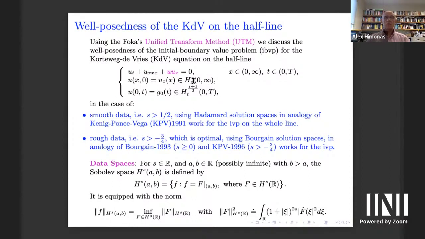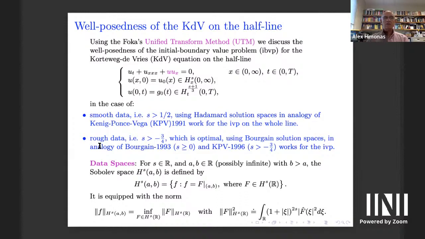The initial data will be in the Sobolev space H^s on the half-line, and the boundary data are in H^(s+1)/3. This is the space suggested by the time regularity. And we shall discuss well-posedness of this problem for smooth data, meaning s bigger than 1/2, in Hadamard spaces, in analogy with the work of Kenig, Ponce, Vega 1991 for the IVP on the whole line.